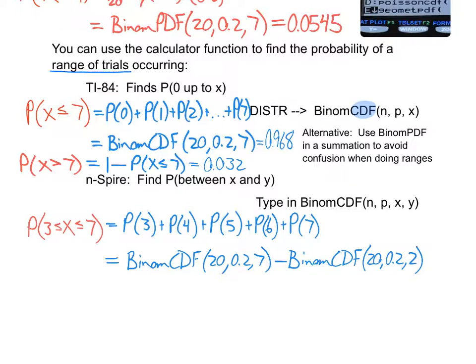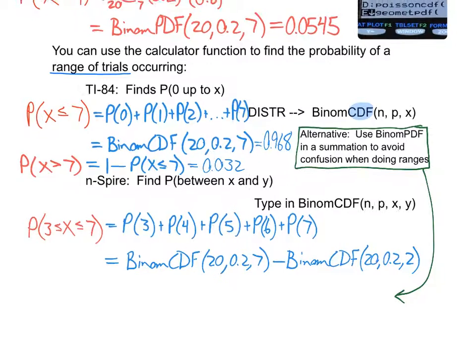What about the 84? The 84, the sigma notation is actually not too bad. The 83, the sigma notation is so convoluted it's not even worth using. You're better off just going with this. The option is to go back to using binomial PDF in a summation. I'll tell you about this, and then I'll show you on the calculator so you can see it for yourself.